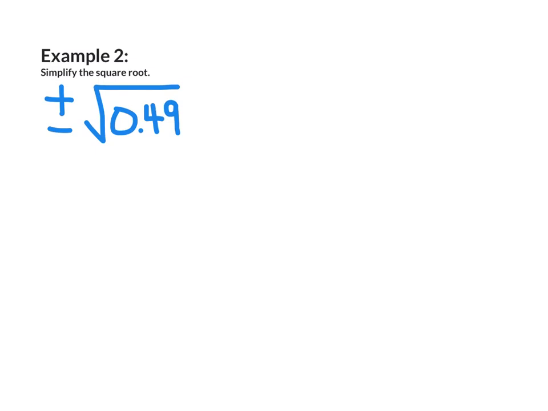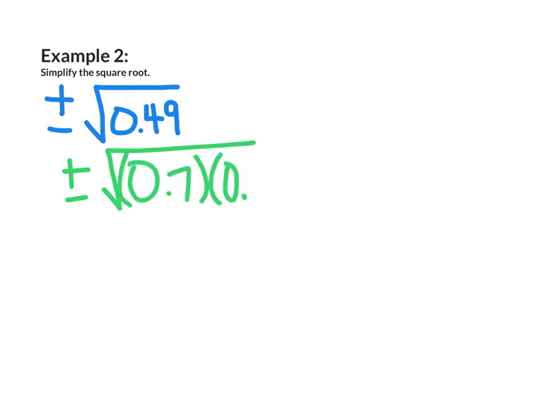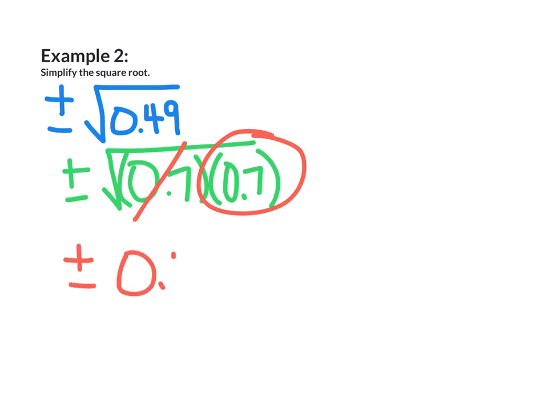I'm going to break down 0.49 to be 0.7 times 0.7. Now I have twins. One dies, one escapes. So my answer is plus or minus 0.7.